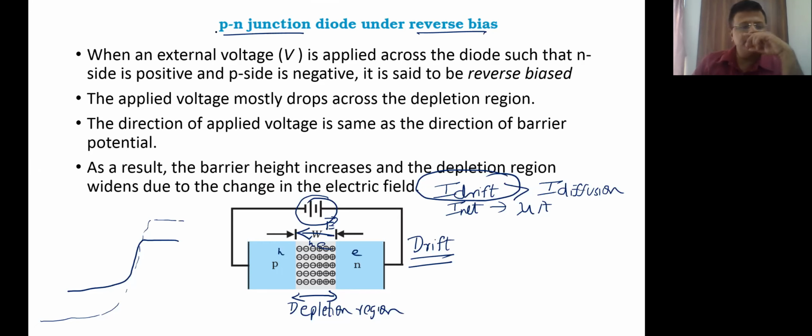Drift current is increased or drift current is decreased? Now I told you that drift current is going to remain same, but diffusion current is decreased. So drift current becomes greater than diffusion current because diffusion current is decreased because of this increased potential barrier. That is why the drift current becomes more than diffusion current. It's not that in reverse bias drift current is increasing and diffusion current remains like that only.